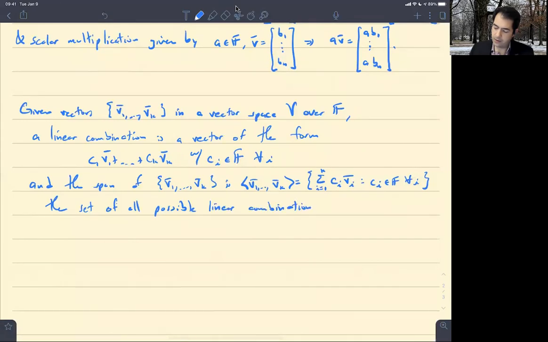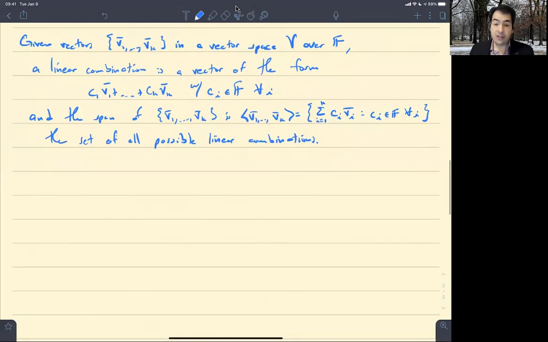Now, it's easy to see that the span of a set of vectors is itself a vector space.